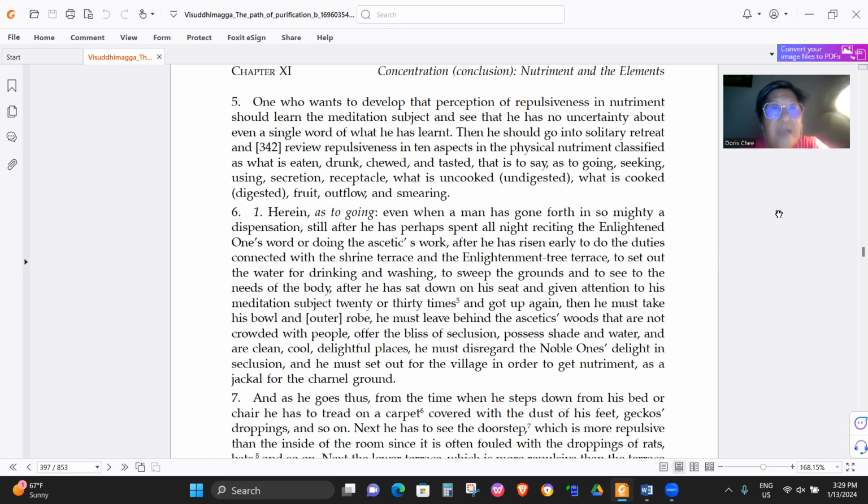He must leave behind the ascetic's woods that are not crowded with people, offer the bliss of seclusion, possess shade and water, and are clean, cool, delightful places. He must disregard the noble one's delight in seclusion, and he must set out for the village in order to get nutriment as a jackal for the charnel ground.